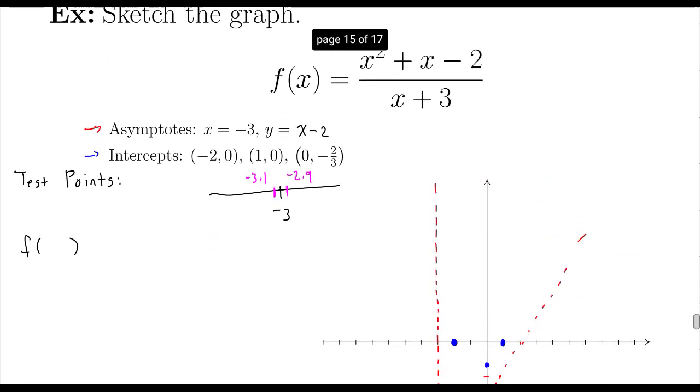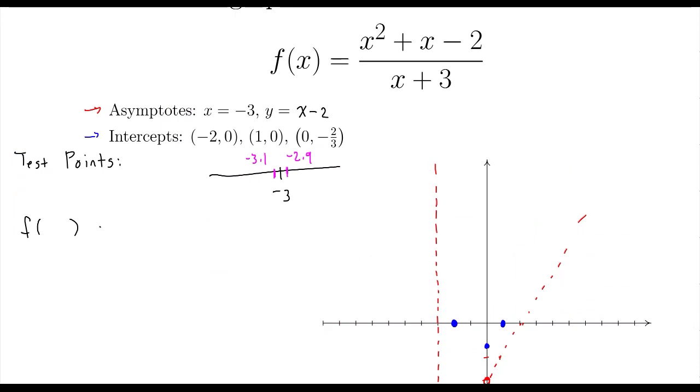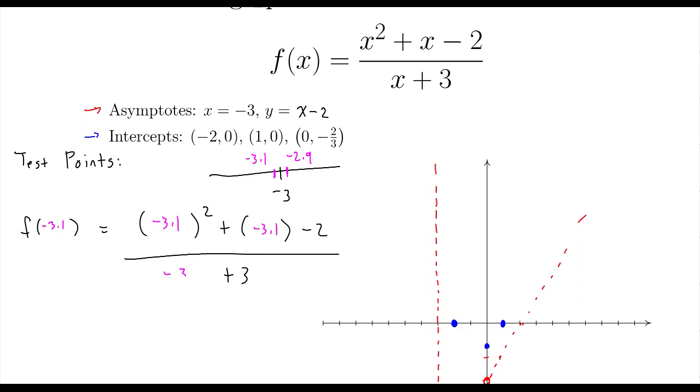Let's see, I'm scrolling too far. Okay, so that's going to be -3.1 squared plus -3.1 minus 2 over -3.1 plus 3. Let me go actually fill in the -3.1s. Okay, and if I type all that in, I end up with -45.1. More importantly, I end up with the test point -3.1, comma, -45.1.